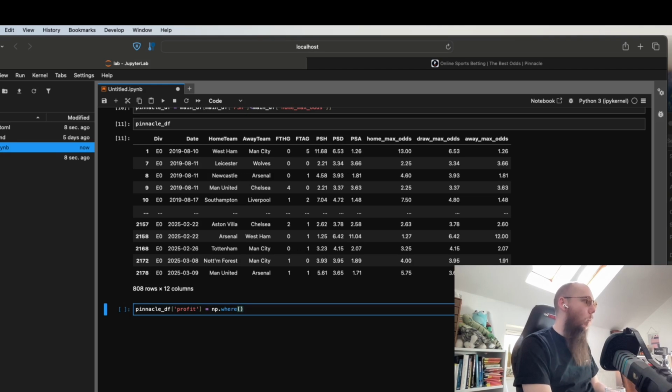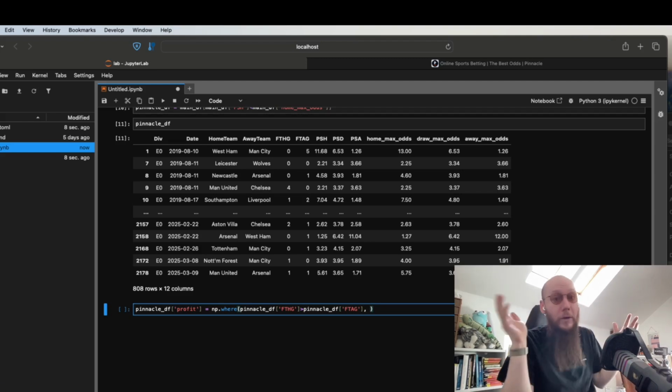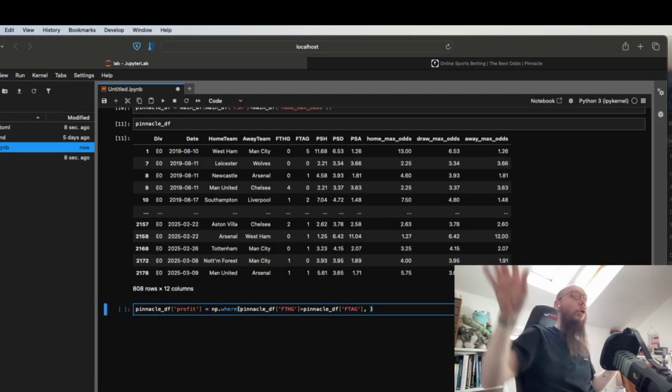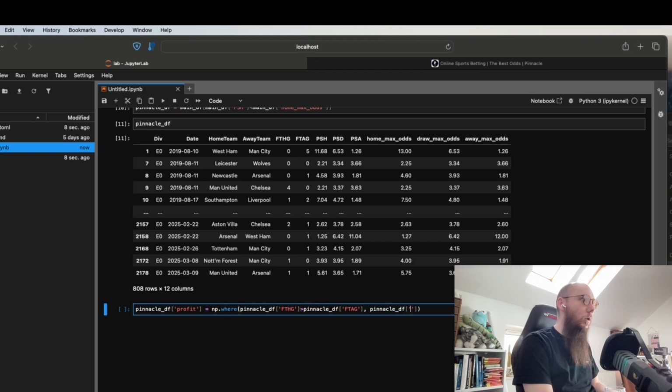So the conditional that we're interested in is I want you to tell me when the full-time home goals from Pinnacle DF are greater than the Pinnacle DF full-time away goals, because that is indicative of the fact that the home team has won. Okay, if the full-time home goals are greater than the away goals, the home team has won. When that happens, I have won my bet. So my profit on that bet is equal to the value in Pinnacle DF home max odds minus 1, because it's the profit that we're interested in.